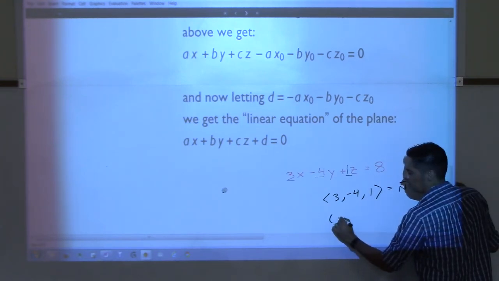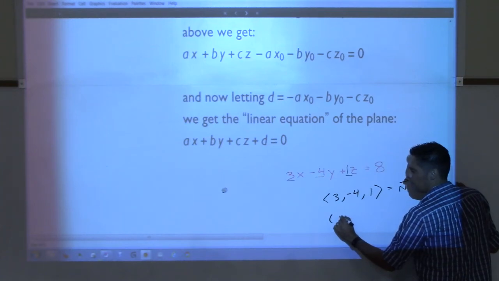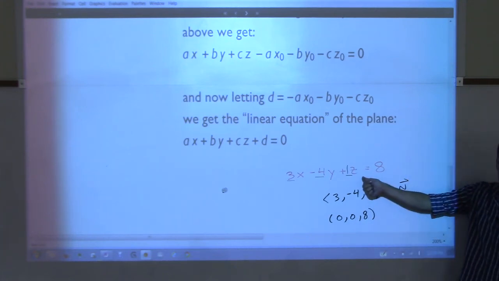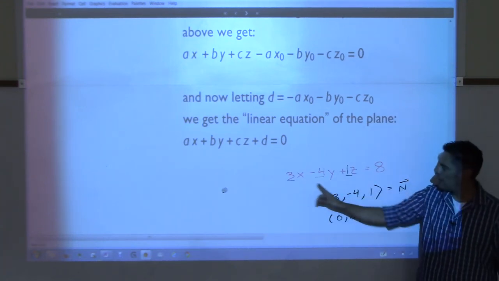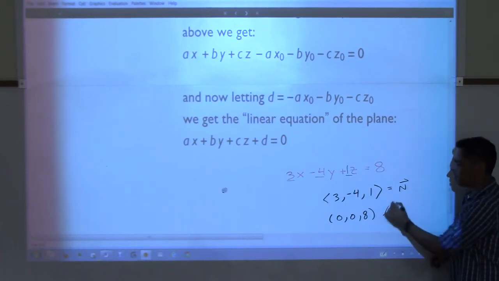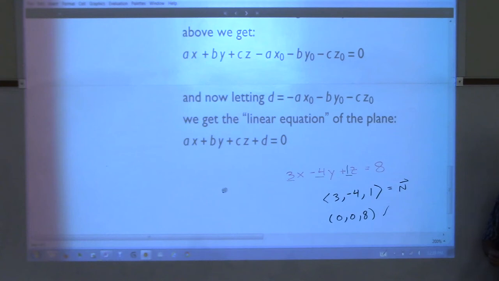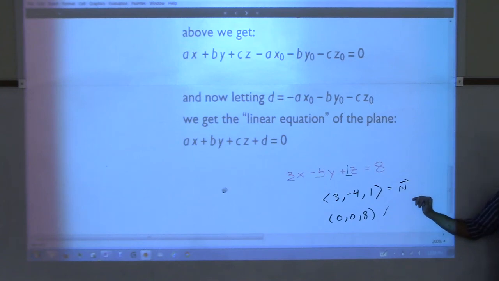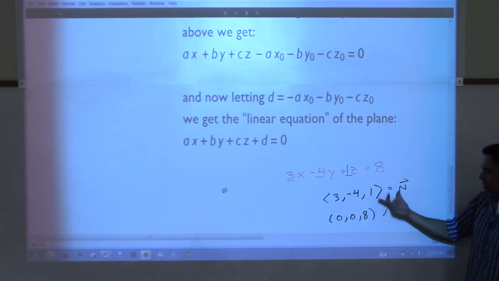Did I hear 0, 0? No. Would 0, 0, 8 be on that plane? If I plug in 0 for x, 0 for y, and 8 for z, would this be true? Yes. That point lives on that plane. All I'm wanting you to see right now is that if someone gives you the equation of a plane, you can pop the normal vector off that equation just by looking at it.